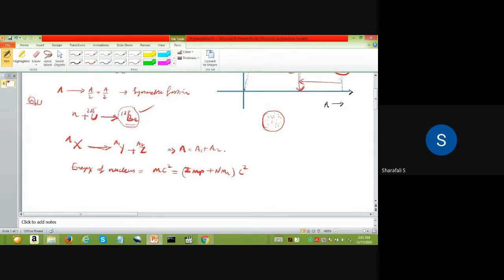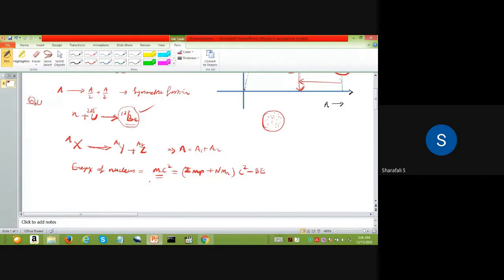But this is not the total energy of the nucleus, because some amount of energy from this is used as binding energy to hold those nucleons together. That binding energy has to be subtracted from this total energy. That will be the nuclear energy of that nucleus.